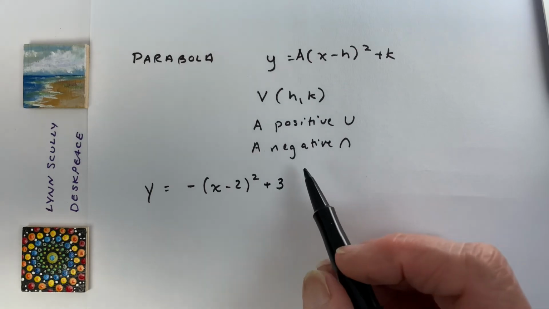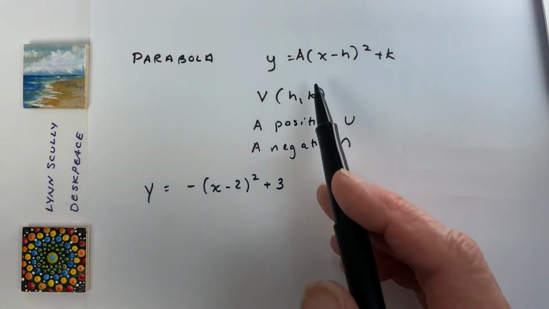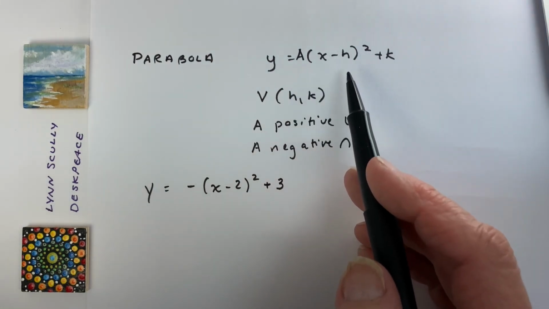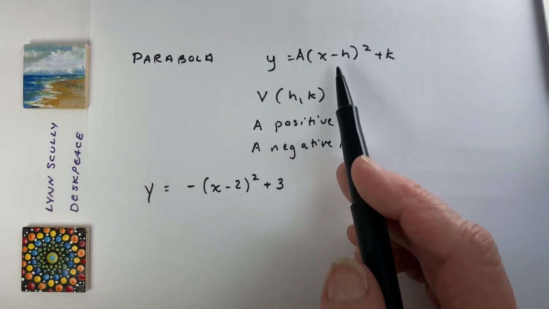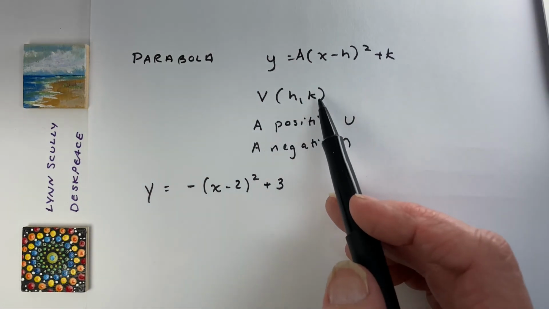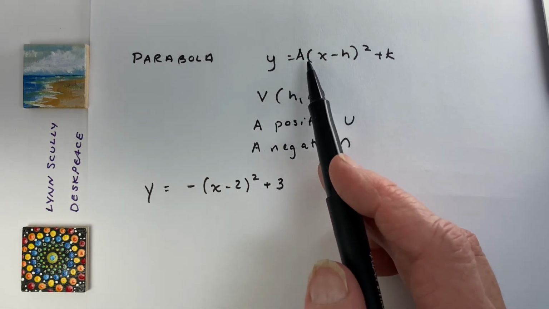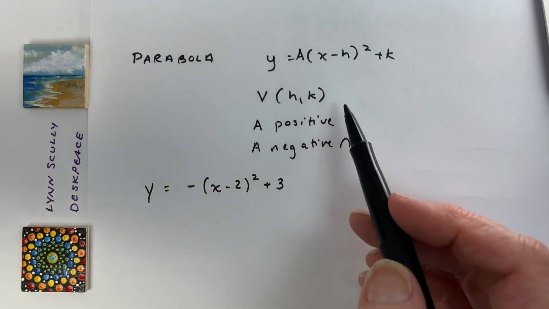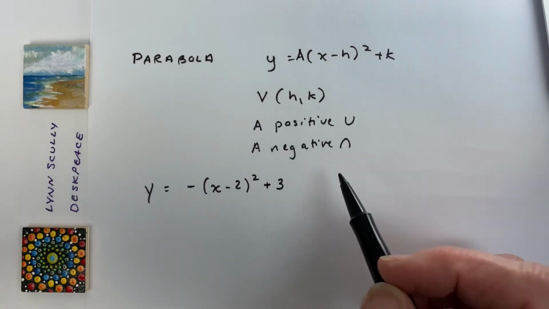Parabola, and we can do a quick thumbnail sketch of a parabola. Our vertex equation is y equals a times x minus h squared plus k, where h and k are the vertex, and a, which is the coefficient of our squared package, tells you if it's up or down. So here we have it.